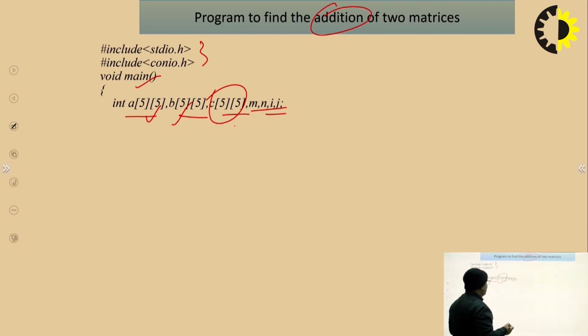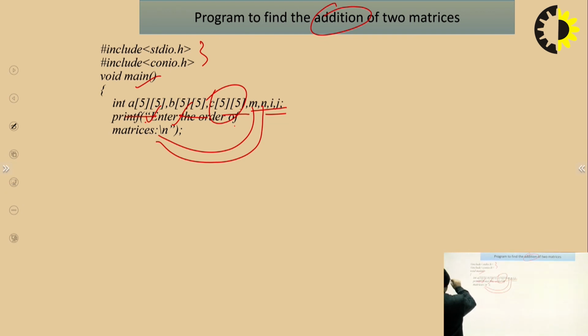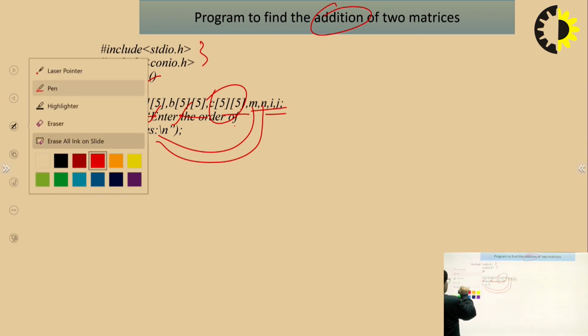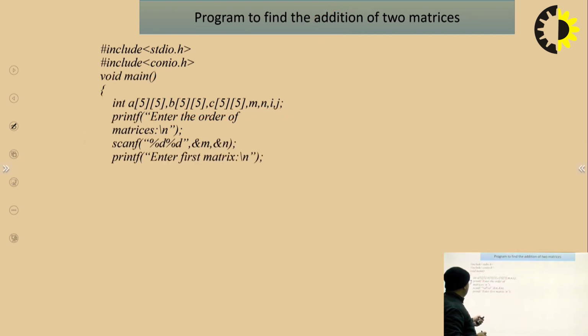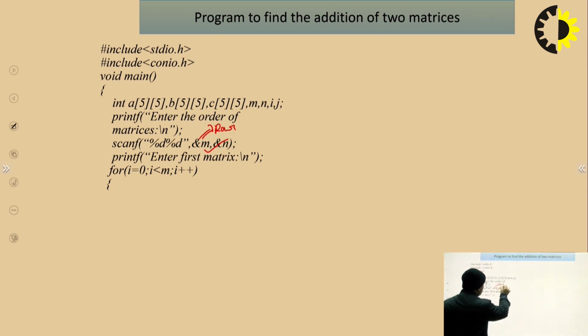The reason these are required is how many rows and columns you want to enter in these arrays, rows and columns, and then the iteration of the loop. So we'll go through how we are going to do it. Again, I'm clearing this screen. Enter the order. M and N are the first strings. You are representing rows and columns by M and N. This is rows and this is columns.